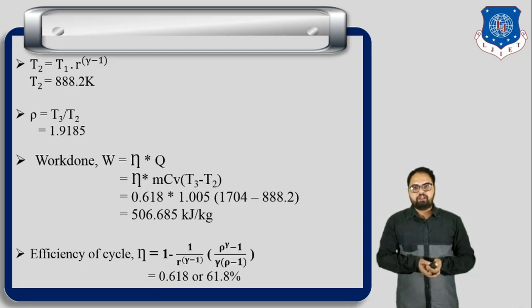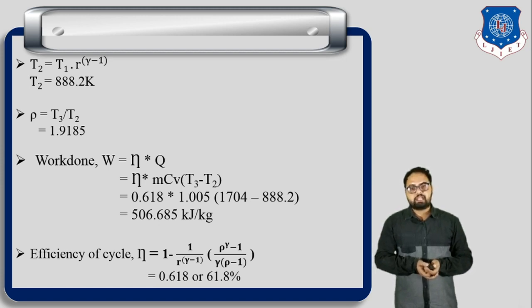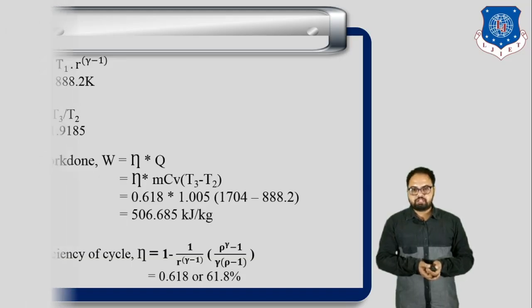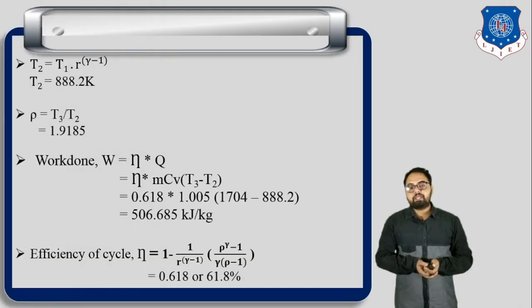By putting the value of the rho and T2, we can find out the efficiency, that is 1 minus 1 upon R raised to gamma minus 1 in bracket rho raised to gamma minus 1 divided by gamma in bracket rho minus 1. By putting all the values in this equation, we get air standard efficiency of the diesel cycle, that is 61.8%. Now we need to find out mean effective pressure. So mean effective pressure is defined as net work done divided by swept volume. So we need to find out the work done as well as swept volume.